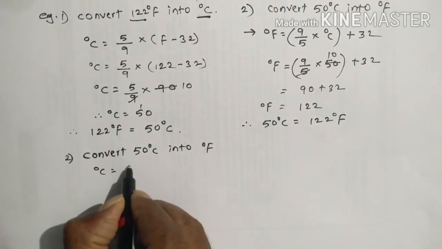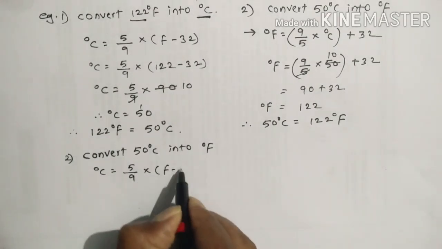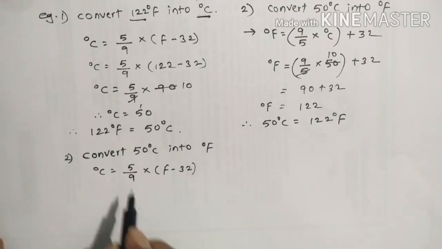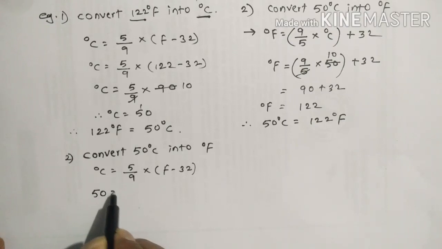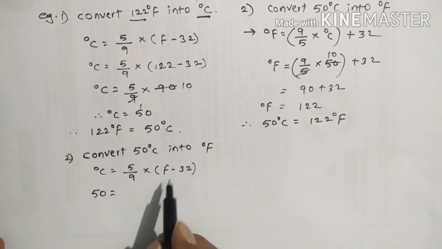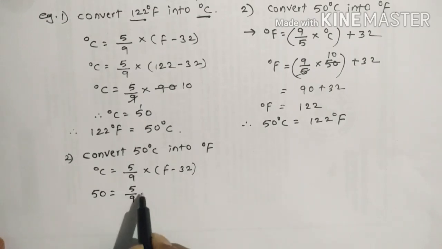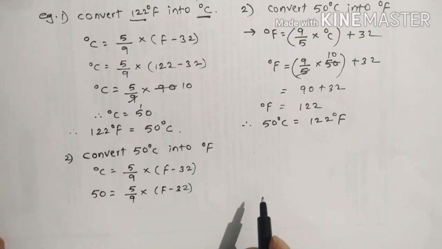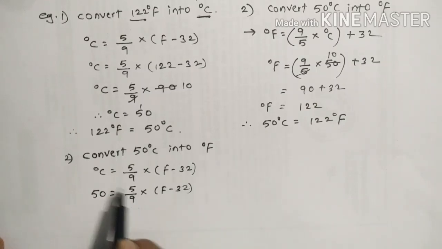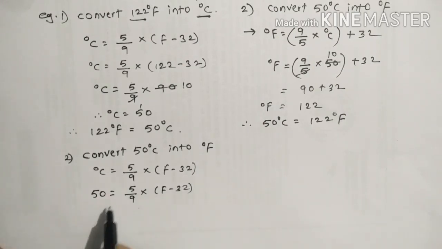Degree Celsius is equal to 5/9 multiplied by (F minus 32). Degree Celsius is already given, that is 50. We should put the given amount in place of the symbols. 5/9 multiplied by (F minus 32). Now you know very well that according to the properties of equalities, one video I have shared on the properties of equalities, there you could learn more.